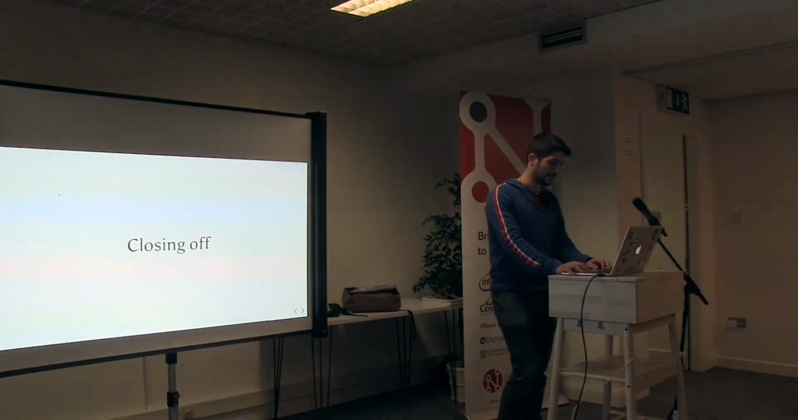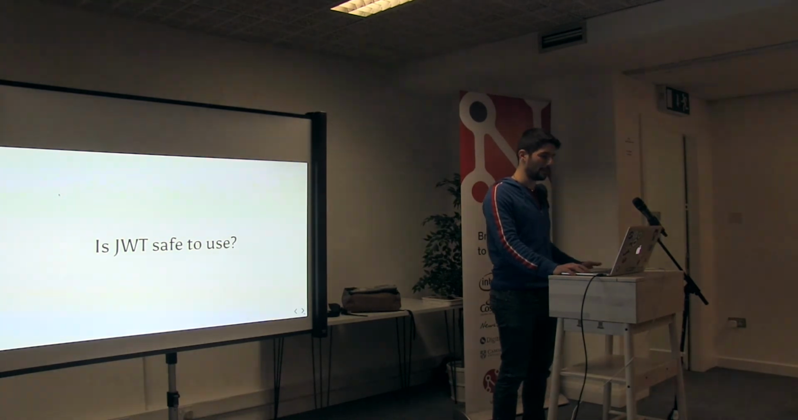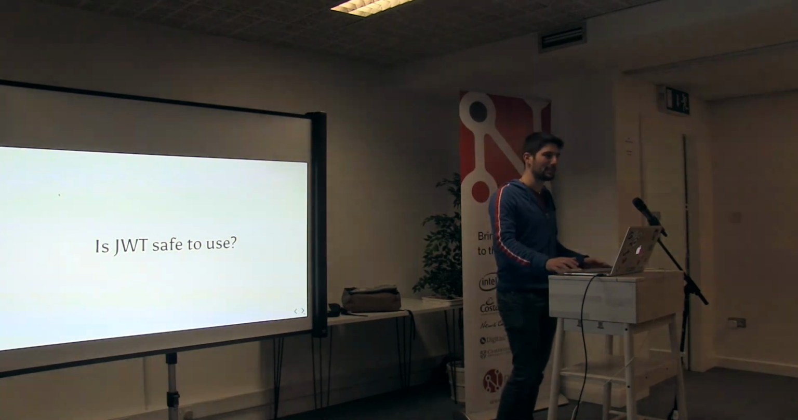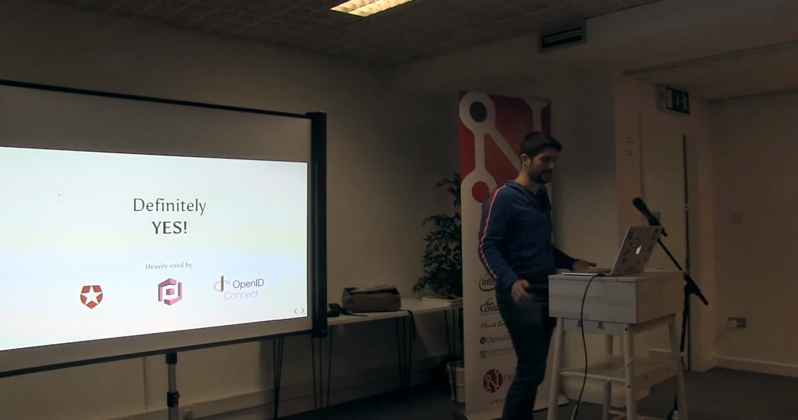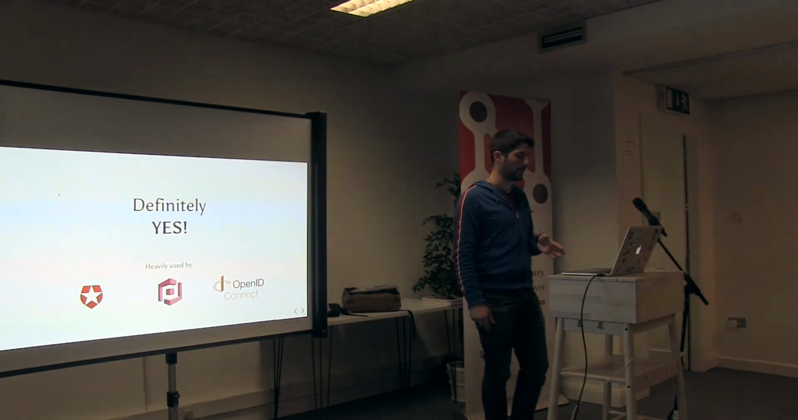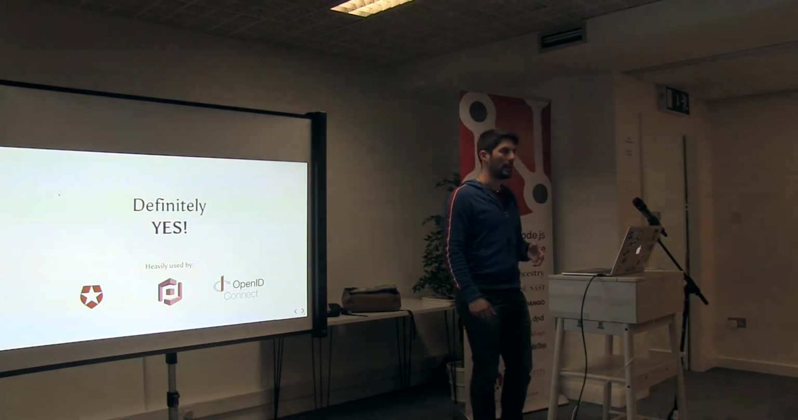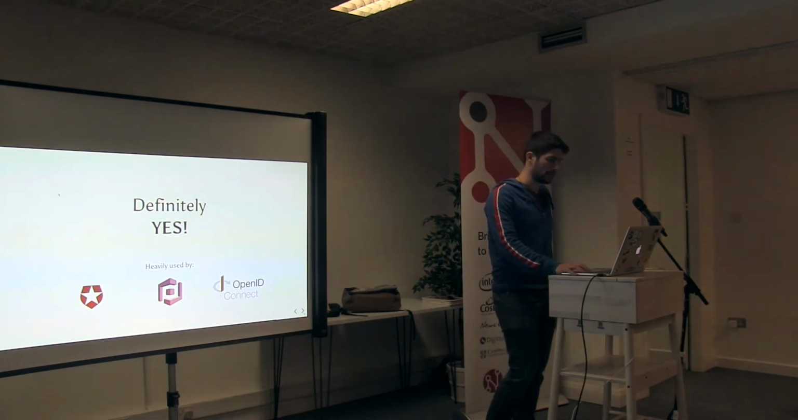Okay, so let's try to close it off. The first question that you might have is, okay, you show me in, I don't know, 25 minutes how to crack a JWT token. So is JWT safe to use? And of course it is. There are a lot of big companies that are relying heavily on JWT, like Auth0 or even AWS inside their service Cognito, and OpenID, which is the one used also by Facebook, and GitHub relies heavily on JWT tokens. So it is safe to use.